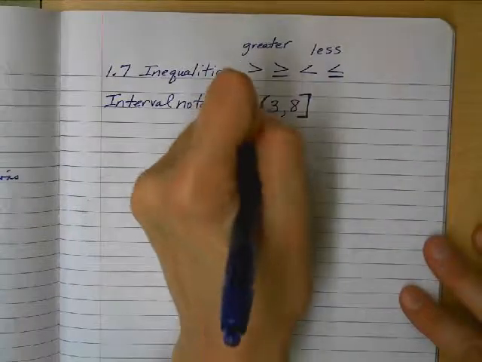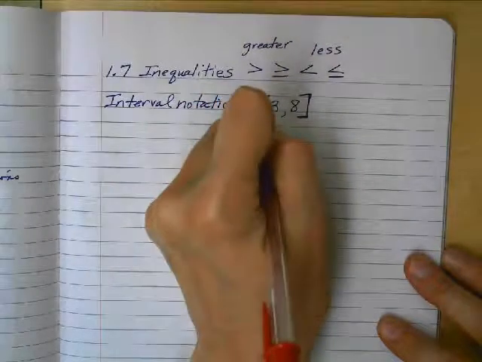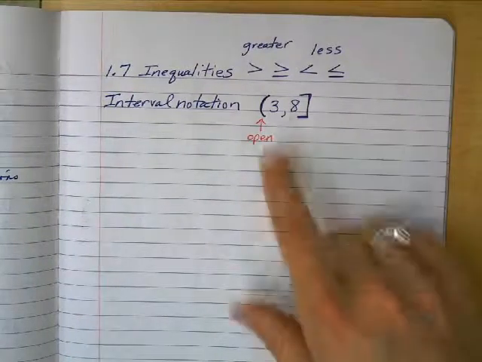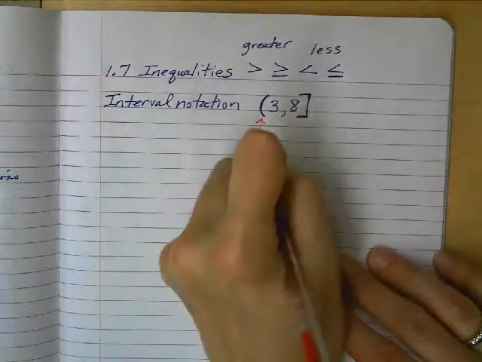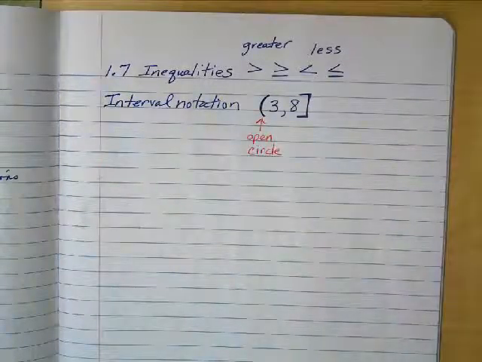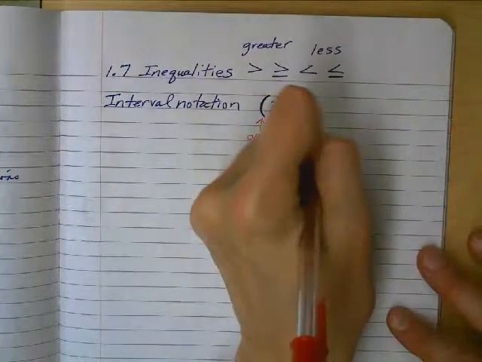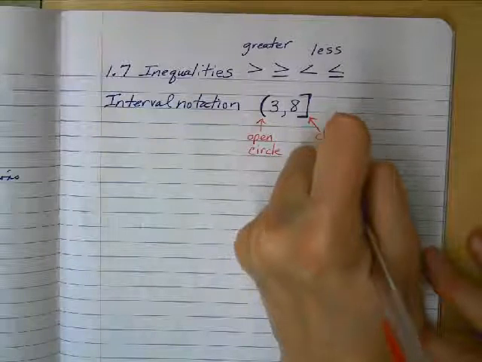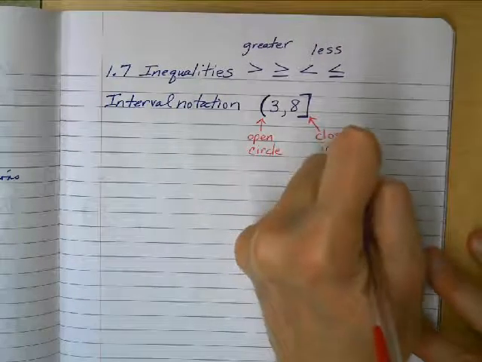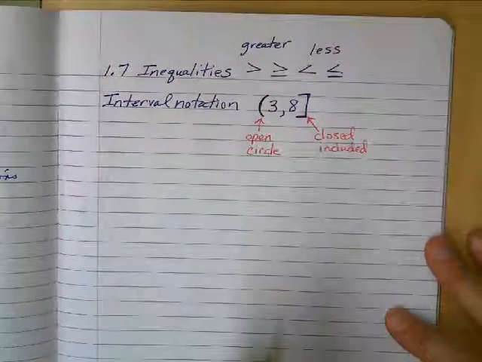The curve right there is like an open circle. You start at 3, but it'd be an open circle on 3. You can start at 3 on a graph, but you're not going to color in the 3. It's open. And if they put the squared off bracket, that's closed. That one's included. It would be a closed circle.